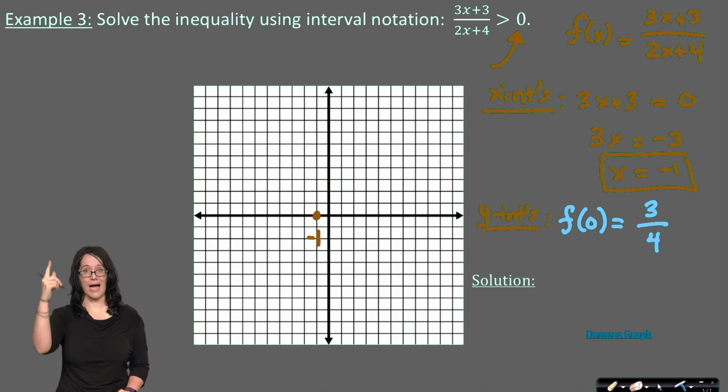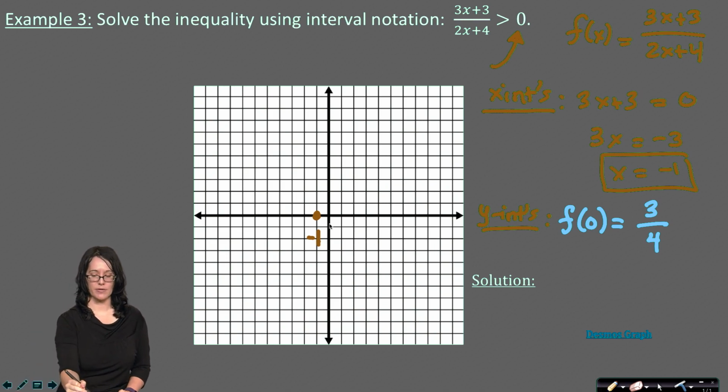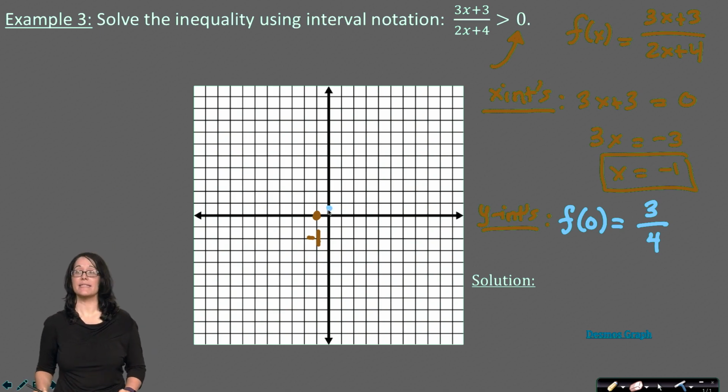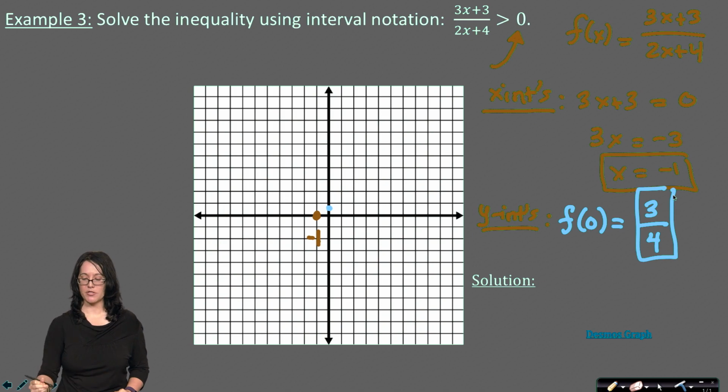Go to your y-axis and plot that point. So that's going to be, oh, not negative. Goodness. Okay, that's going to be somewhere up here. Okay, so we now have an idea of where the graph is crossing the x- and y-axes based on my intercepts. What else do I need for a rational function, a fraction here?